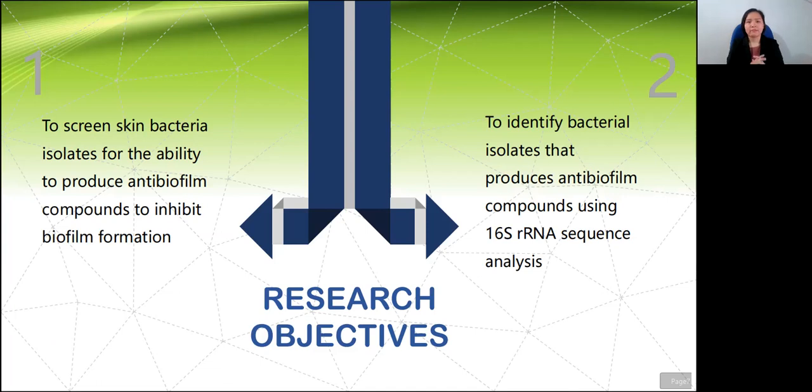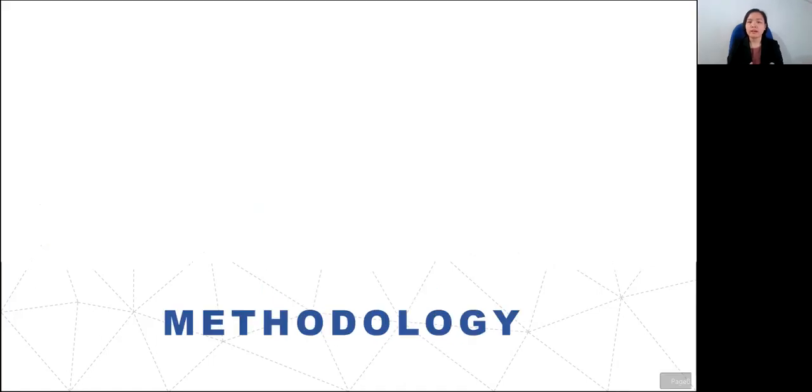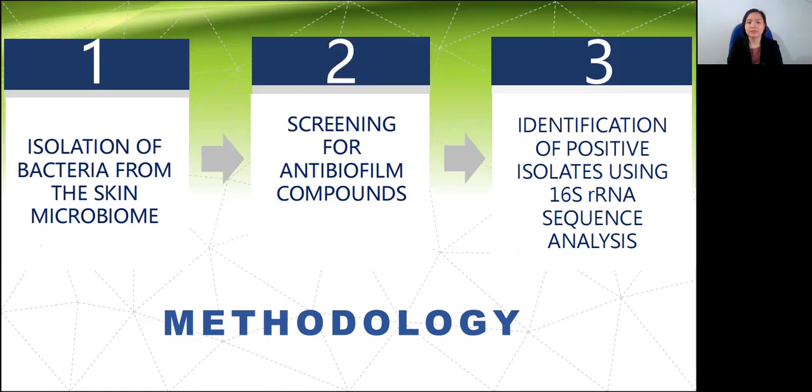So the research objective of my study is to screen the bacteria isolates for their ability to produce antibiofilm compounds to inhibit biofilm formation, and to identify the bacterial isolates that produces antibiofilm compounds using 16S rRNA sequence analysis. So there are three parts of methodology in this study. First is the isolation of bacteria from the skin microbiome. Second is the screening of antibiofilm compounds. And third is the identification of positive isolates by using 16S rRNA sequence analysis.